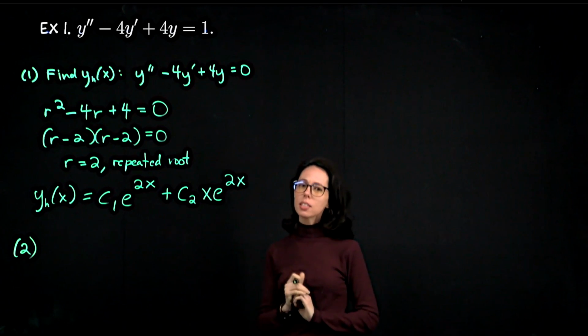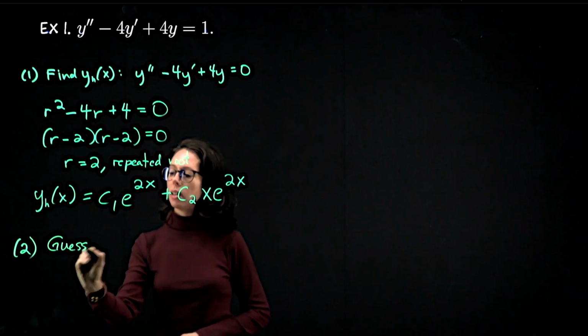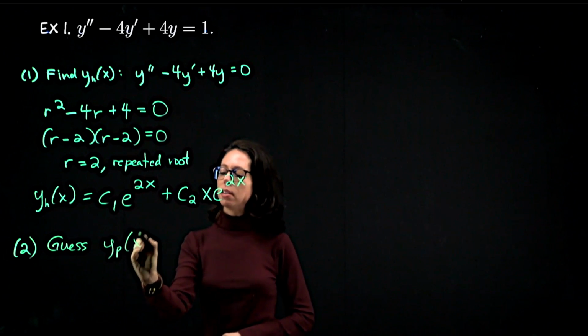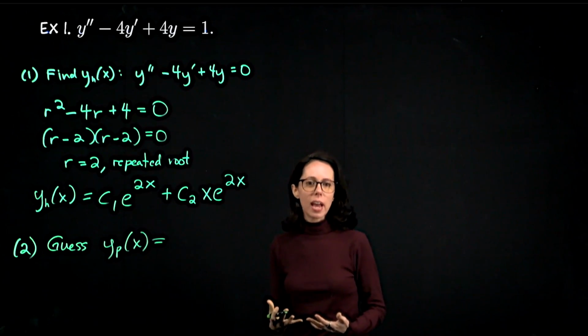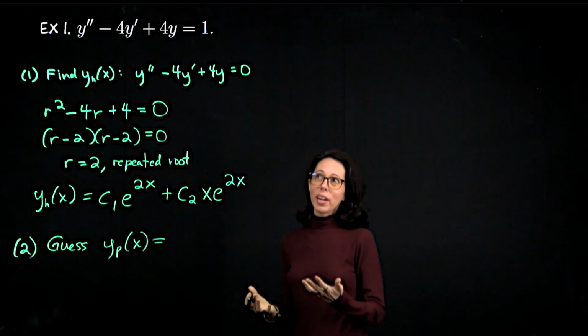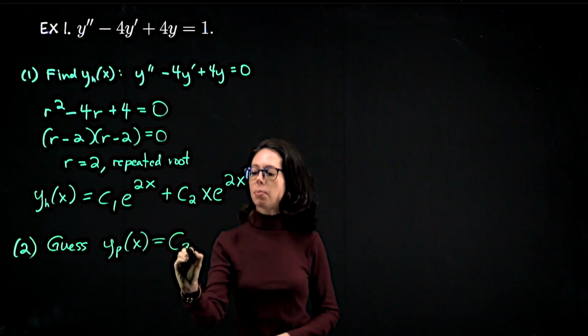Okay, so we just have a constant forcing function. That means that I'm going to guess that the form of the particular solution looks like a generalized version of that right-hand side. The right-hand side is a constant, so I'm going to guess a constant. Let me just name that c sub 3.